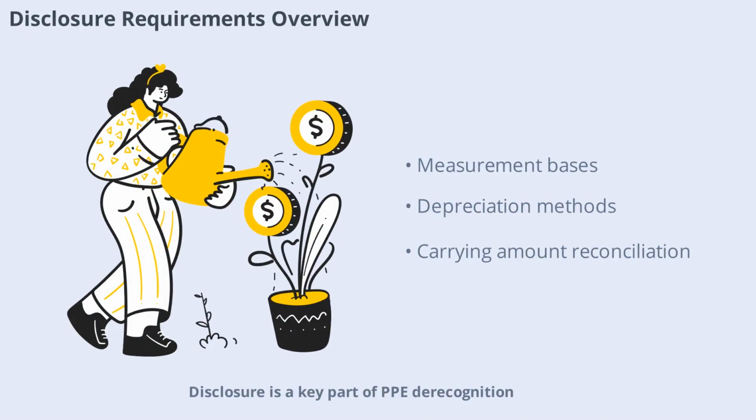Disclosure is a key part of PPE derecognition. Companies must provide clear information about the measurement bases used, depreciation methods, and a reconciliation of the carrying amount. These disclosures help users of financial statements understand how assets are valued and how changes are reflected over time. Let's look at each disclosure requirement in more detail.